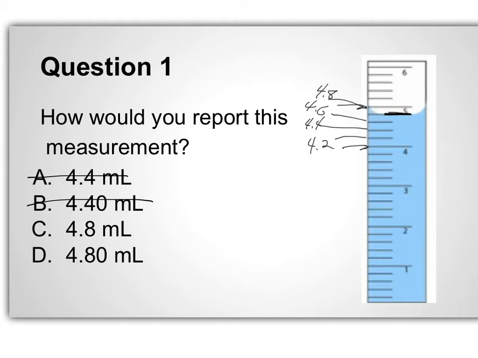So the question is, is it 4.8 or 4.80? The rule with recording your measurements is you always want to record one more digit than your measuring tool has. So this has a line at 4.8. So if I think it's exactly 4.8, I am going to report it as 4.80. So whatever marks your ruler or beaker or graduated cylinder has, you always report one extra place beyond what's on the instrument. So since this one goes to the tenths at 4.8, I'm going to report to the hundredths at 4.80.